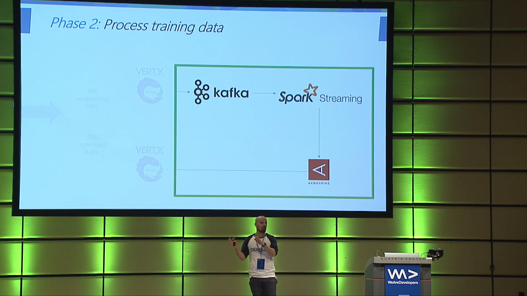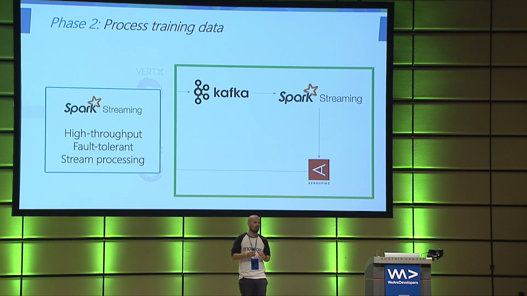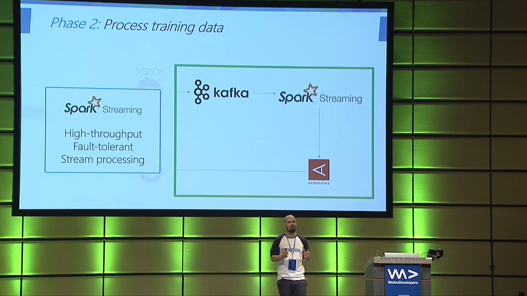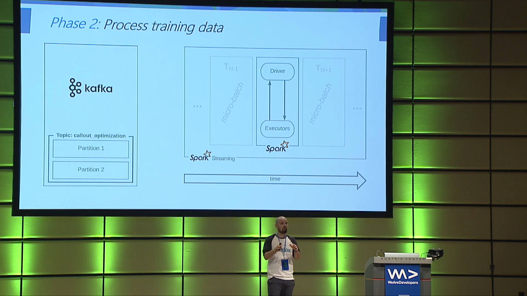And then we have Spark Streaming, and you can imagine Spark Streaming, again, as a very high throughput and fault-tolerant system for stream processing. So what is stream processing? It means you can process messages in real time. So they are coming in the system from somewhere, and you process them, do something with them, and then you save the results somewhere.